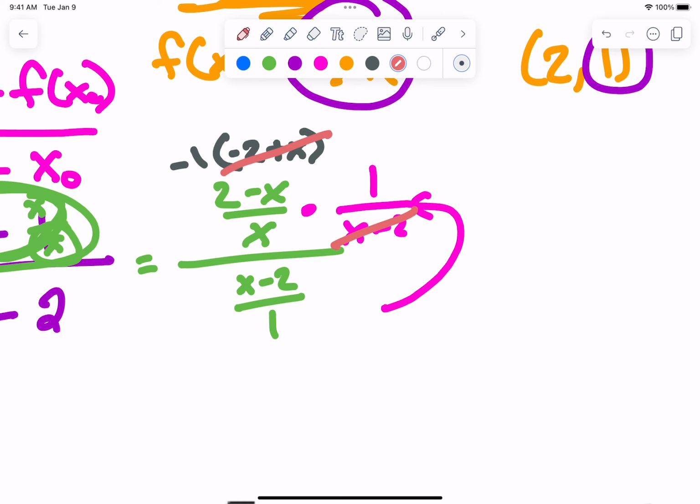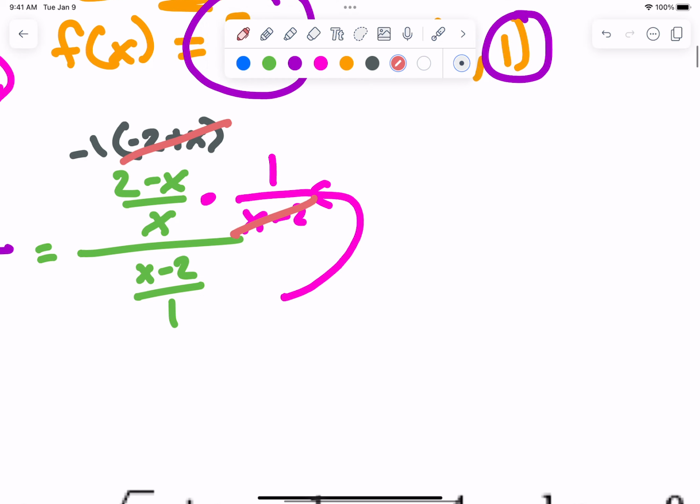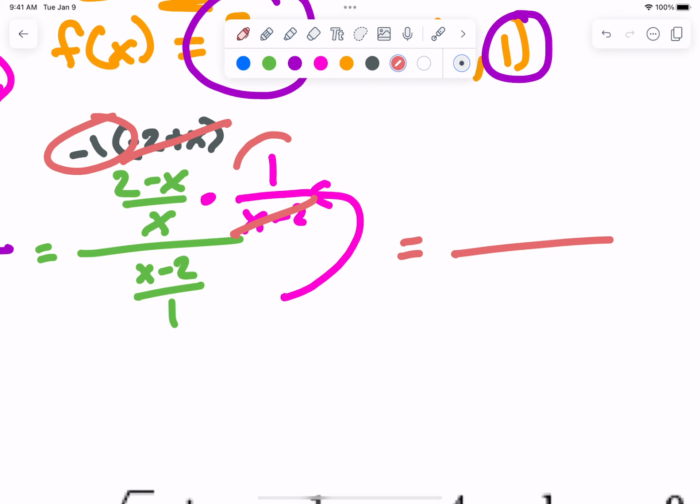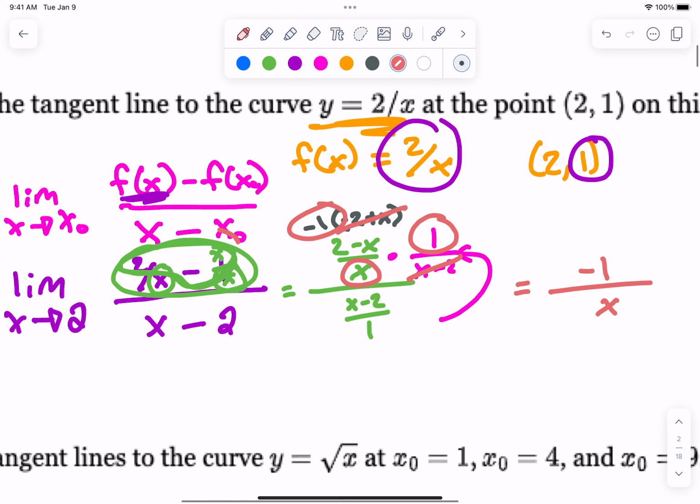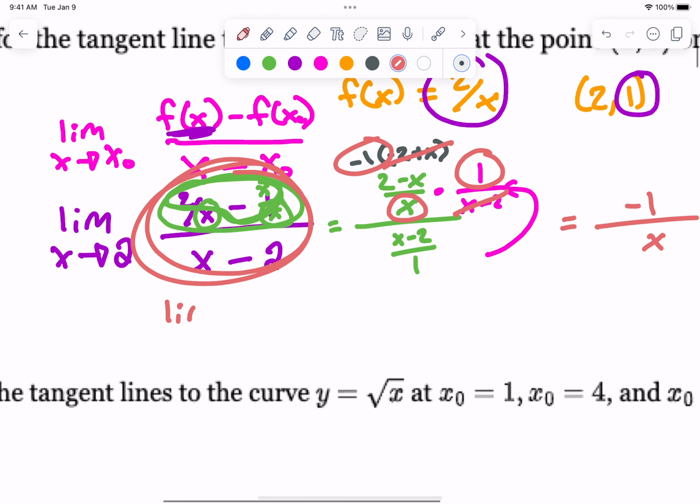Those two can now cancel. So we have negative 1 over x. On the top, I've got negative 1 times 1, which is negative 1, and I have x on the bottom. So that's what it simplifies to. This whole thing we just did simplifies to negative 1 over x. I am finding the limit as x goes to 2 of negative 1 over x. Are we good so far?